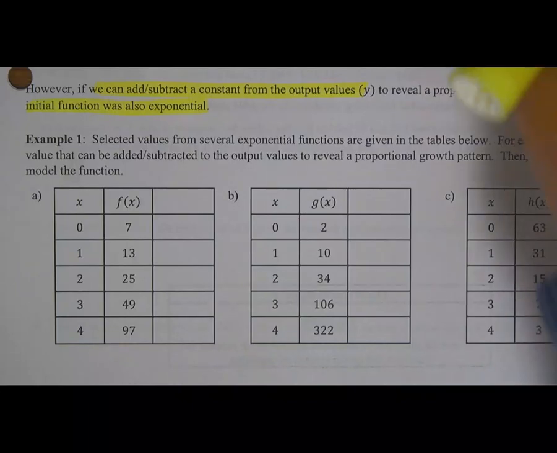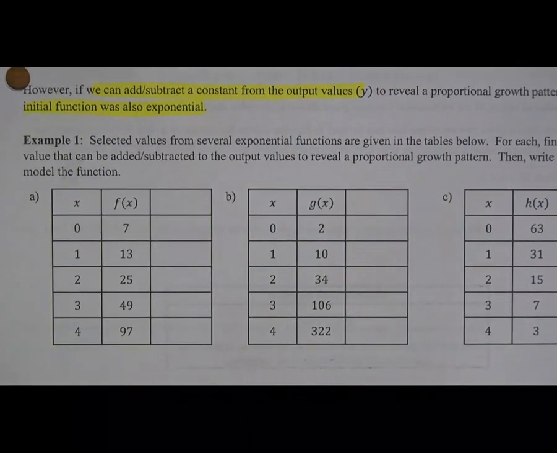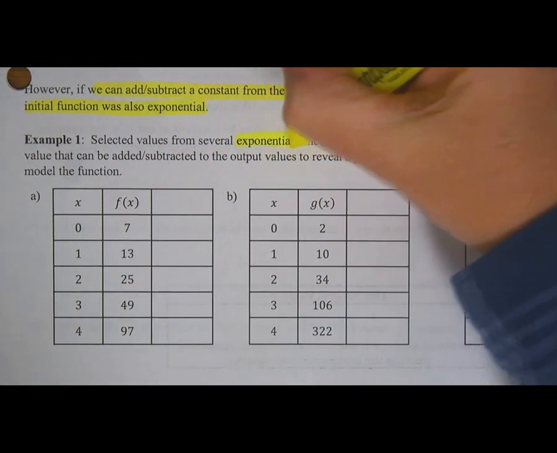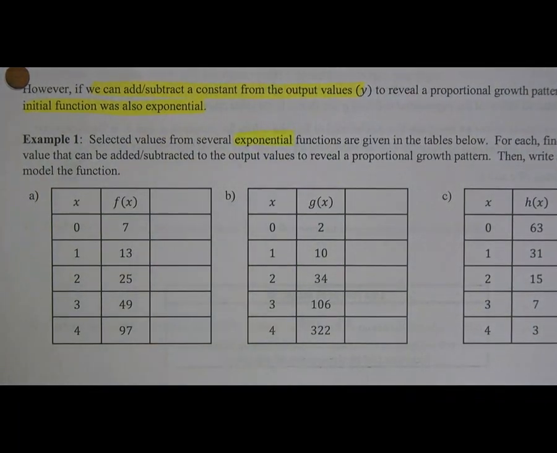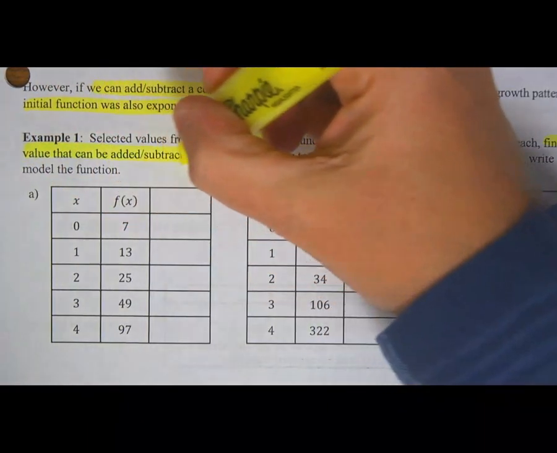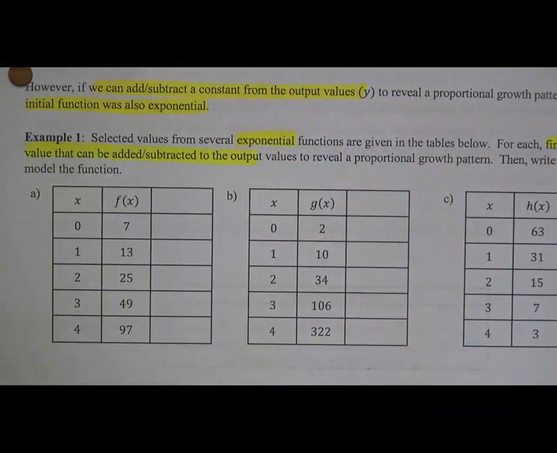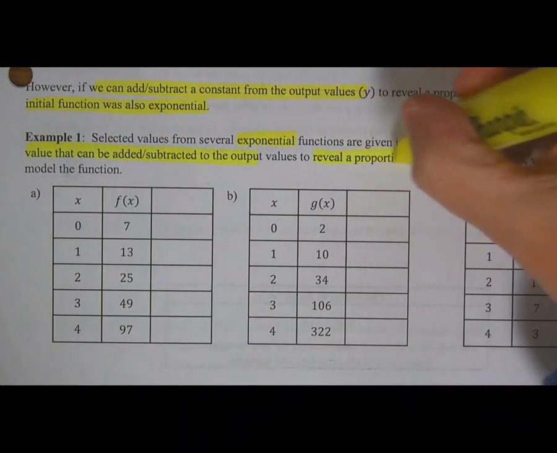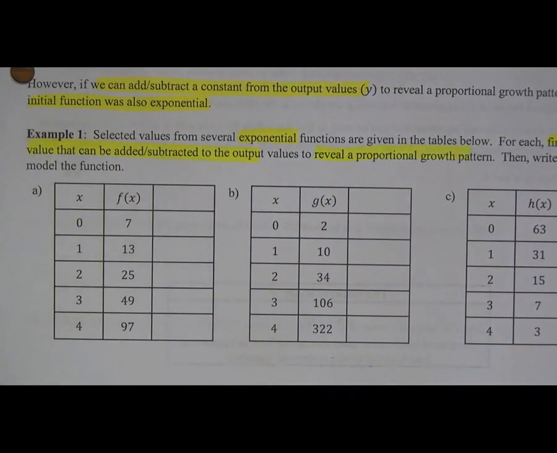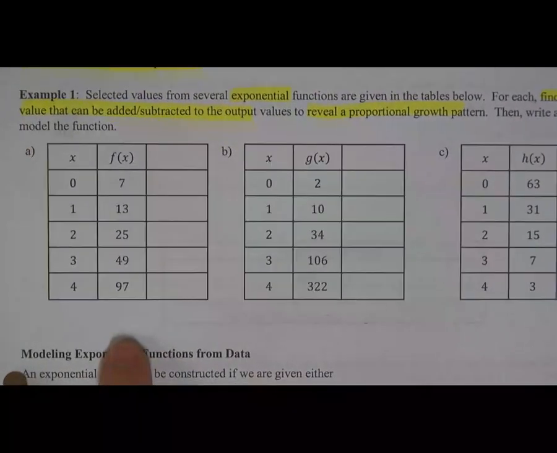Some of you are going to think this is pretty easy, and some of you it's going to blow your mind. So selected values from several exponential functions are given. First things first, they are telling you right away that we are dealing with an exponential function. For each of these, find the constant that can be added or subtracted to the output values to reveal the proportional growth pattern. And then I'll show you what to do from there. It says, then write an equation to model the function. We'll do that work below the table in that blank space there.